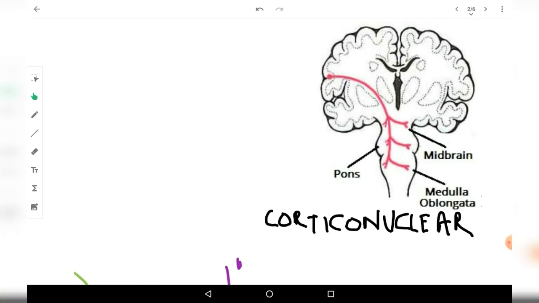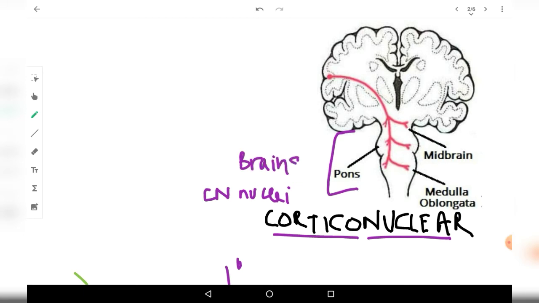Now let's look at the corticonuclear tract. Now again, why is it called corticonuclear? Because it starts from the cortex but it ends at the cranial nerve nuclei. So where does it synapse? It synapses at the nuclei of cranial nerves, which are located in the brain stem. Okay, so let's see. It starts from the cortex. It decussates at the level of synapse and goes to the opposite side. So basically all the tracts are decussating.